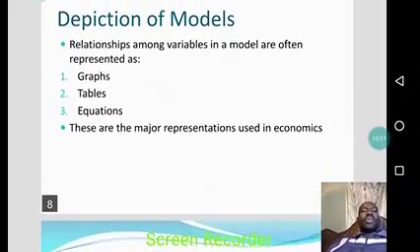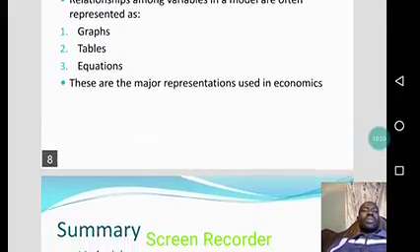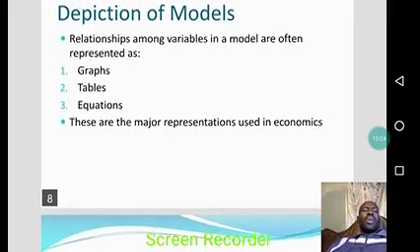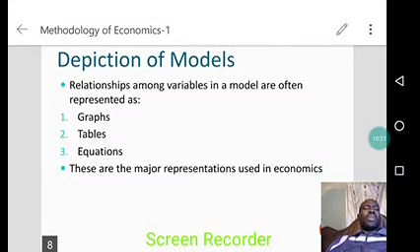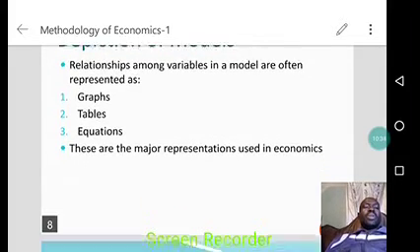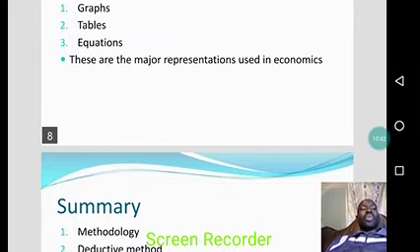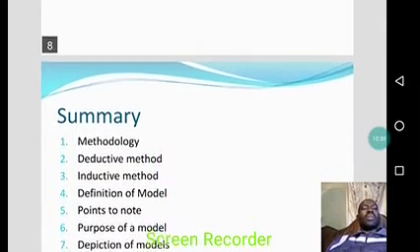So we use graphs, we may use tables, we may even use equations, or even just mere statements to depict or to explain or show the relationship between one variable and other variables. That is, you're going to have the independent variables and you're going to have the dependent variables to help you explain how things are playing out in the economy, or how variables are playing out in the economy.